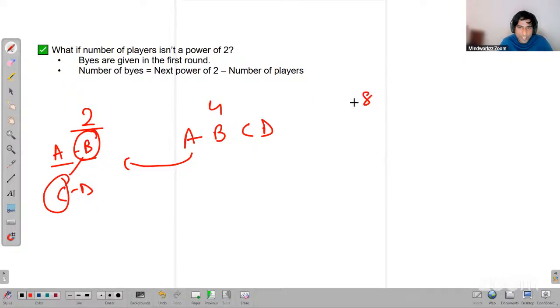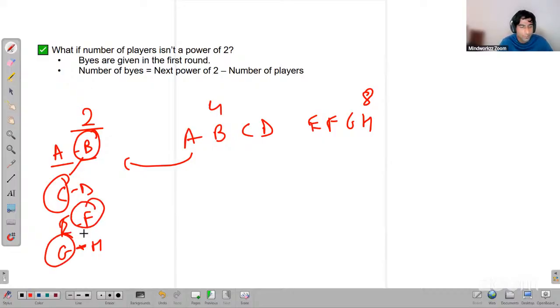Let's say you have eight players, A, B, C, D, E, F, G, and H. E versus F, G versus H. You will have one person playing one person, and each person will get one match in each of the rounds as long as they are winning. So let's say F wins here and G wins here. So they will have somebody to play against.